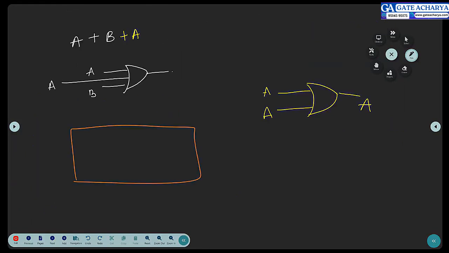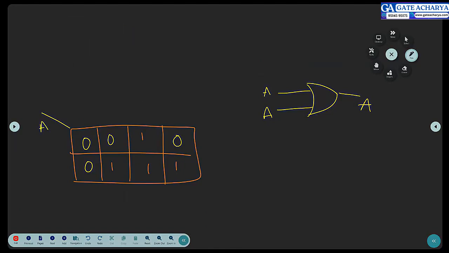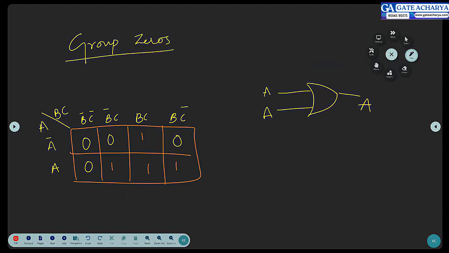Same thing. Now I want you to group zeros. Then what do you do? What is the Boolean expression? How do you write a Boolean expression after grouping zeros? Now I want you to group zeros and then write a Boolean expression. See here, now we are going to group zeros. How do you group zeros?